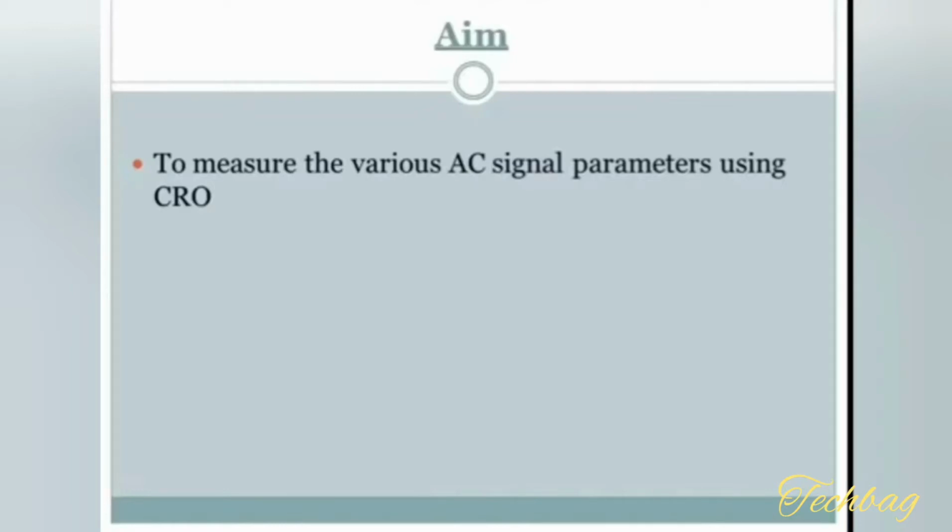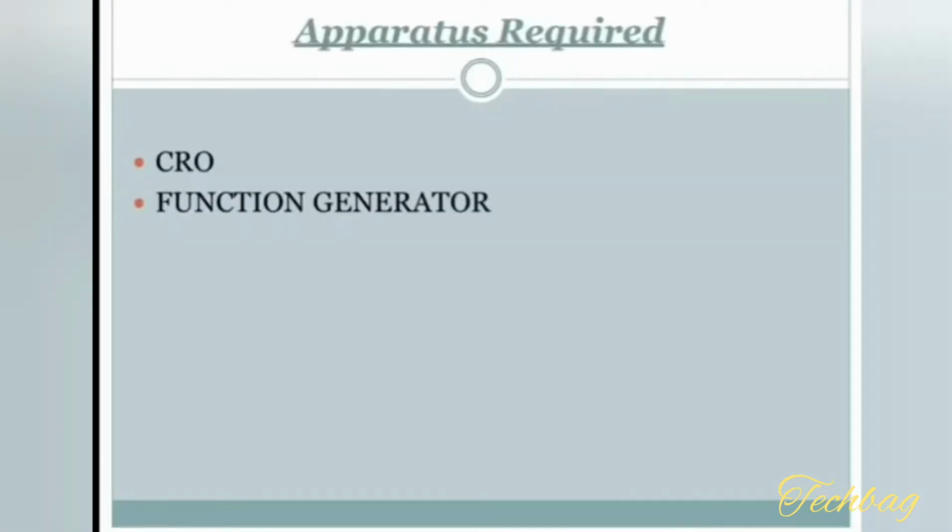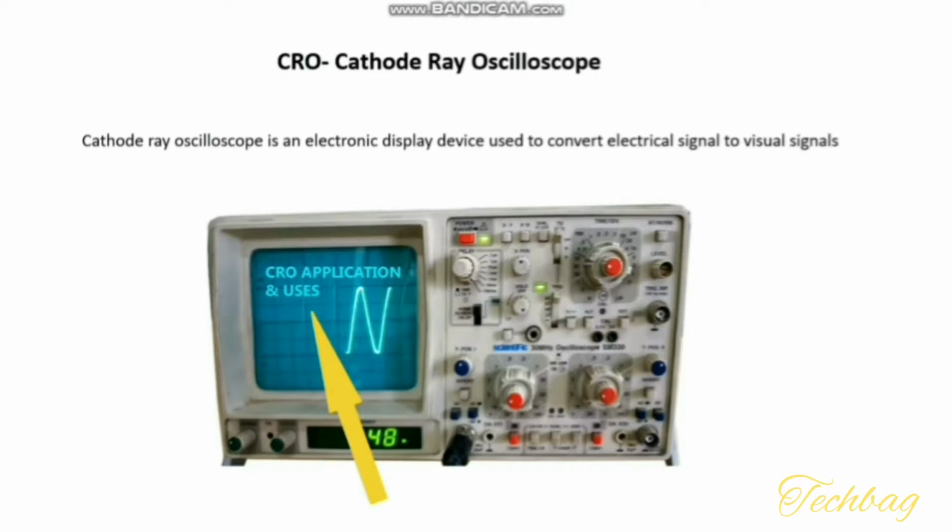Next experiment is measurement of AC signal parameter using CRO. Here the aim is to measure the various AC signal parameters using CRO. The apparatus required: CRO and function generator. In this experiment, an AC signal is generated by means of the function generator, and the values of that signal, that is amplitude, time period and frequency, are calculated through this CRO.